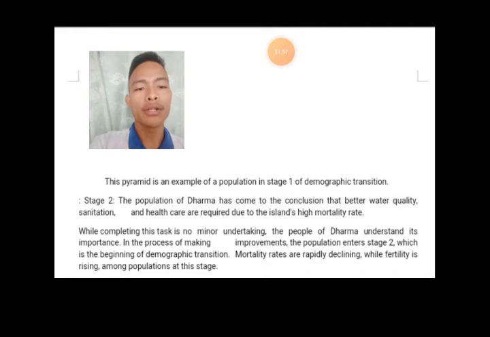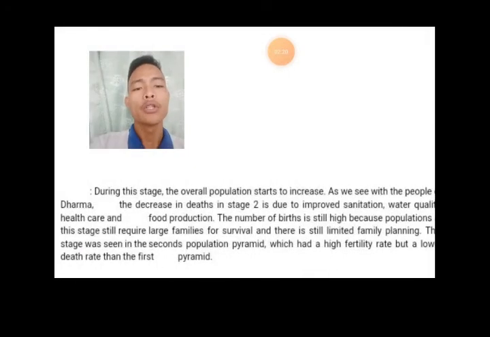While completing their task is no minor undertaking, the people of Dharma understand its importance. In the process of making improvements, the population enters stage 2, which is the beginning of demographic transition. Mortality rates are rapidly declining while fertility is rising among populations at this stage. During this stage, the overall population starts to increase.